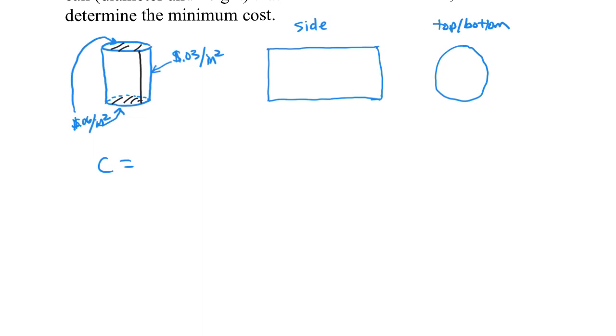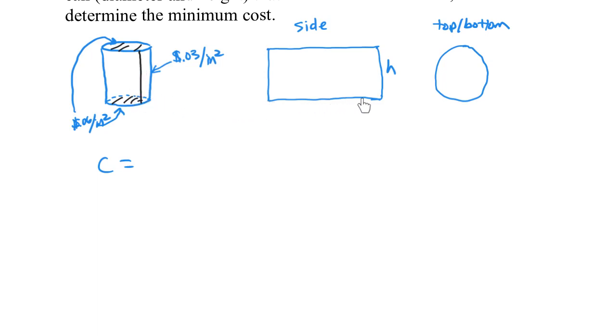Cost equals, well, we've got to figure out the cost of this side piece and the cost of the top and the bottom. So to think of the cost of this side piece, we know that the side is $0.03 per square inch. So we need to figure out how many square inches are in here. Well, we've got a couple of dimensions here. We've got the height. Whatever the height of the can is, we'll call that h.